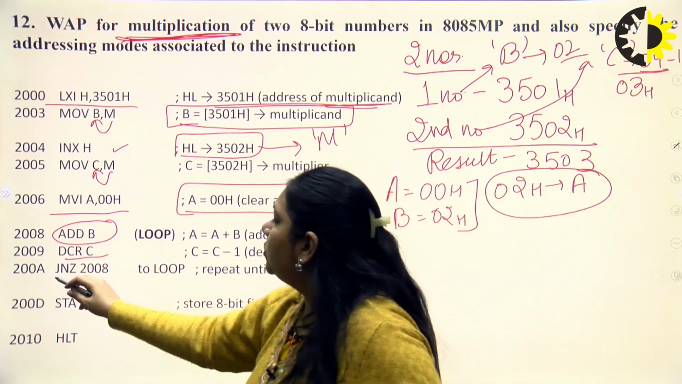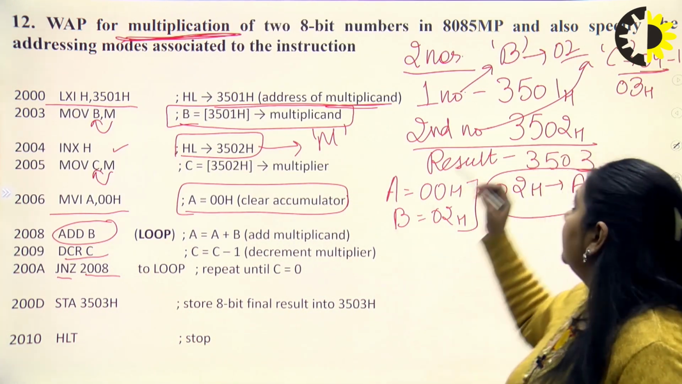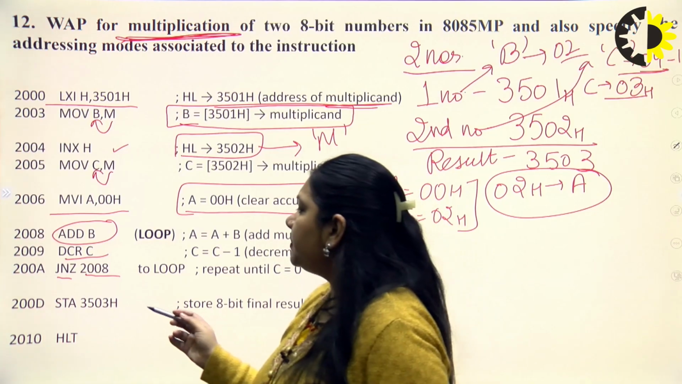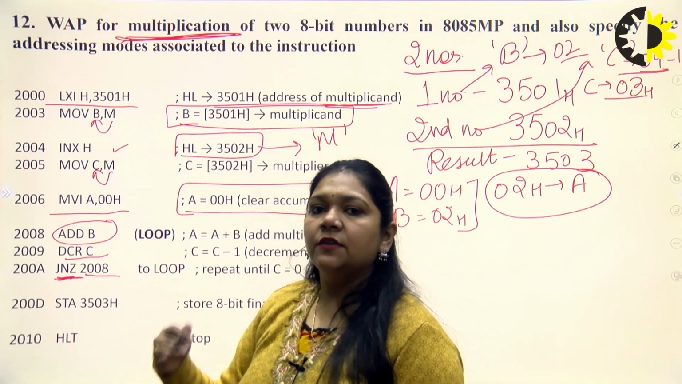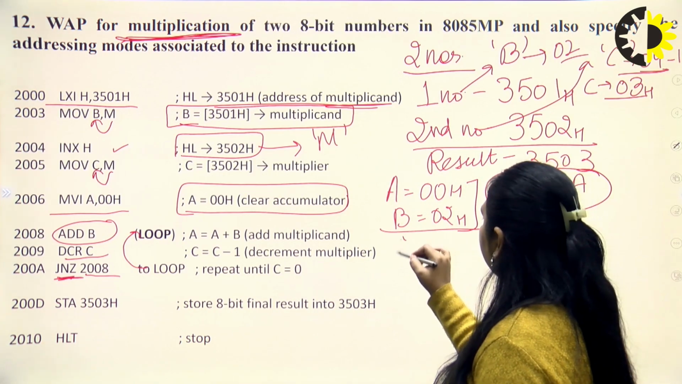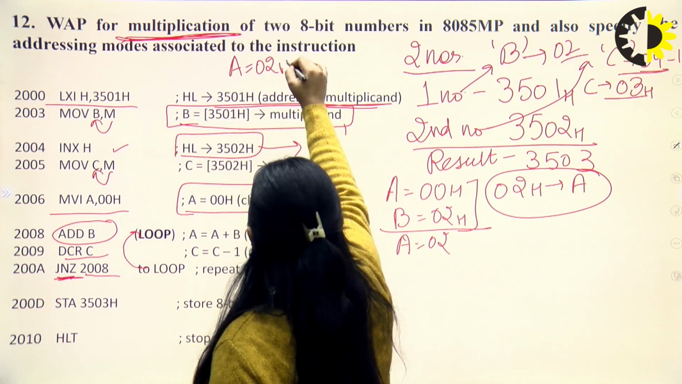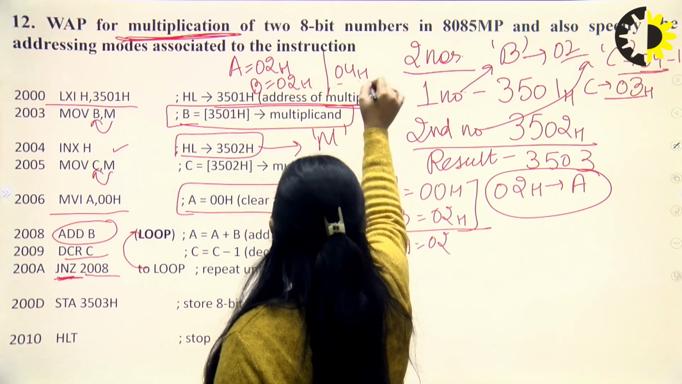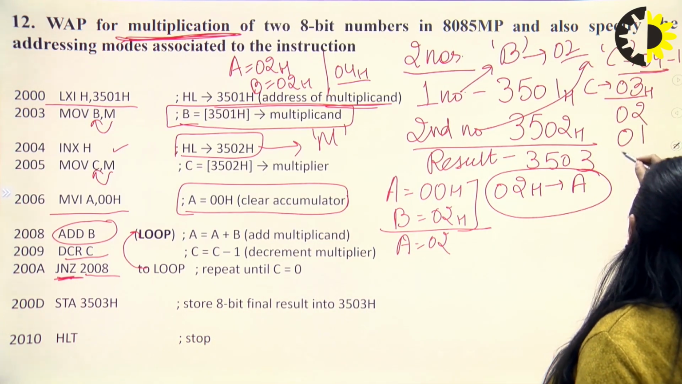Again, jump if not 0 to 2008 memory location. We have to check the contents of register C. The contents of register C is 03 and the conditional jump instruction here is jump if not 0. As we see, this is not 0. That is why it will jump to the loop, and it will again add. Now the accumulator's contents are 02. It will be added with B. B's contents are also 02. Similarly, this will repeat again and again till the contents of C register are 0.